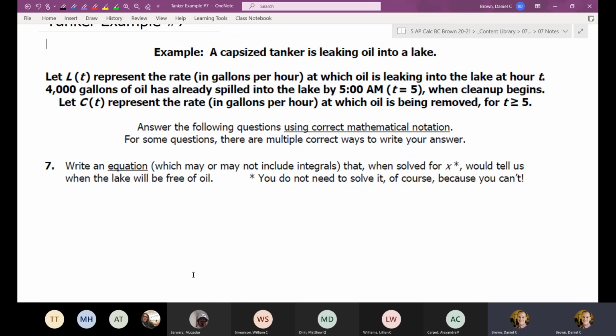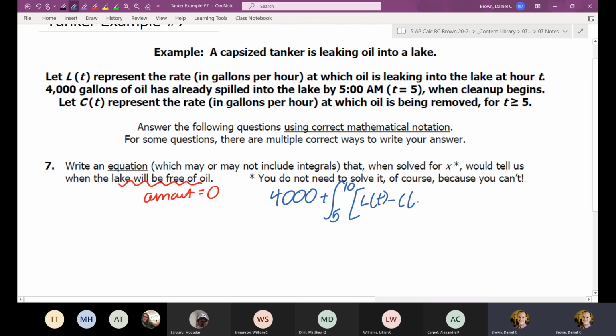So I'm looking at this problem. When the lake is free of oil, to me at least, and hopefully to you, that means that the amount would have to be equal to 0. So I'm going to borrow what we did in example 6. What was the total amount? Well, we started at 4,000 gallons. From 5 to 10, we had some oil leaking, minus what was being cleaned up, with respect to dt. That's what we had in example 6.